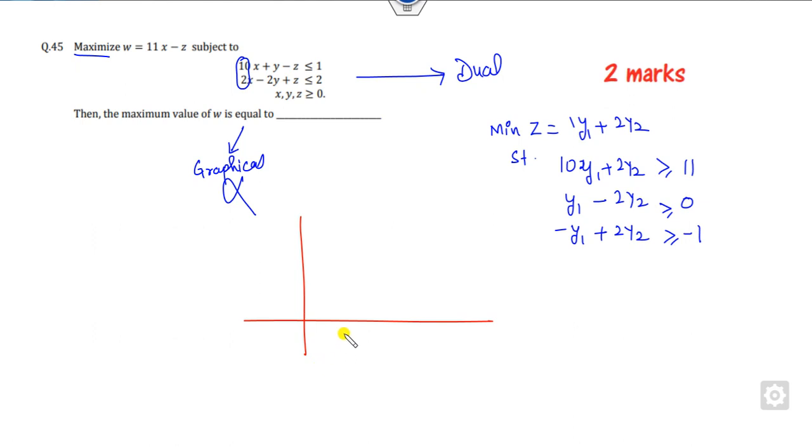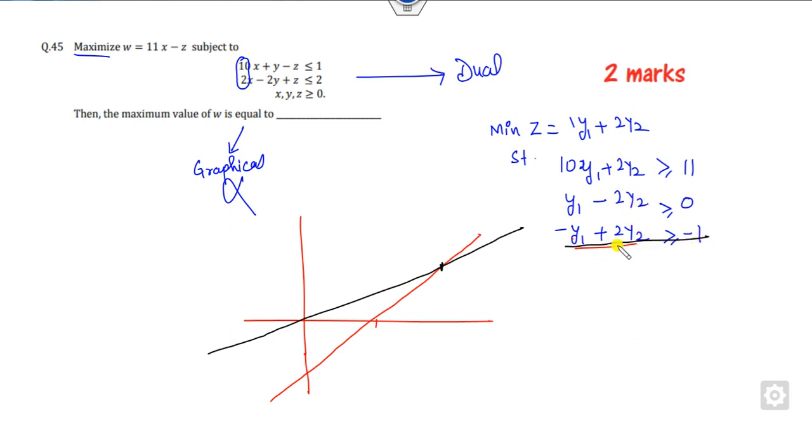What is the graph corresponding to this problem? You can easily draw that. What is that? This is the first line. Let me draw this one. Y1 is 1. This will be minus 1. So this is the line corresponding to here. Then y1 is nothing but twice of this. So let's say this is the point of intersection.